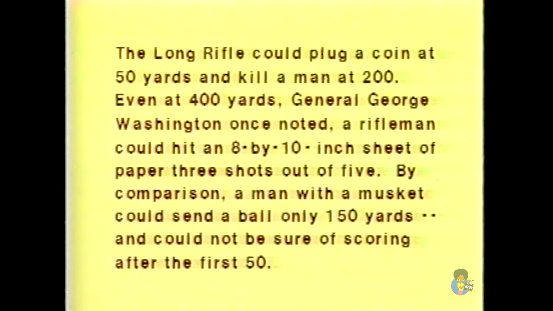The long rifle could plug a coin at 50 yards and kill a man at 200. Even at 400 yards, General George Washington once noted a rifleman could hit an 8 by 10-inch sheet of paper 3 shots out of 5. By comparison, a man with a musket could send a ball only 150 yards and could not be sure of scoring after the first 50.